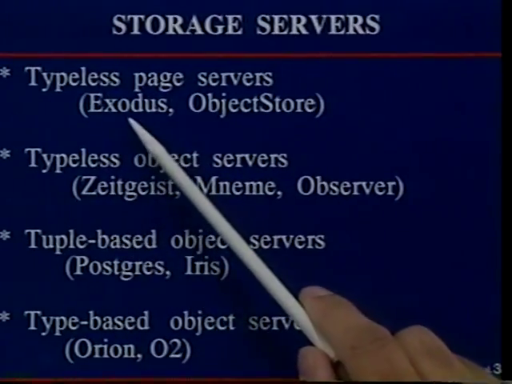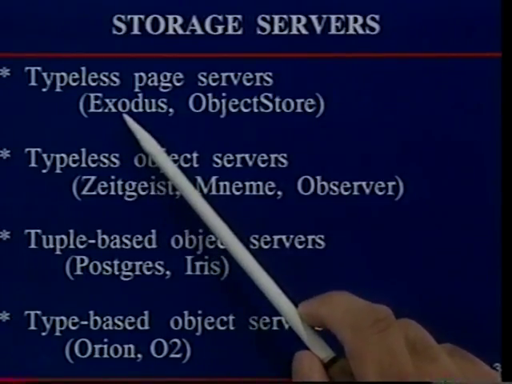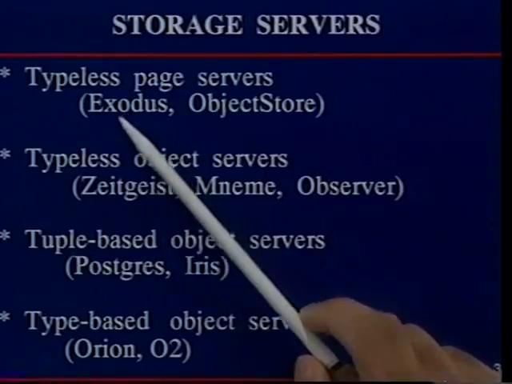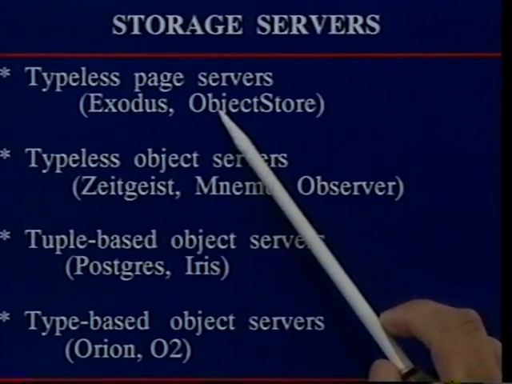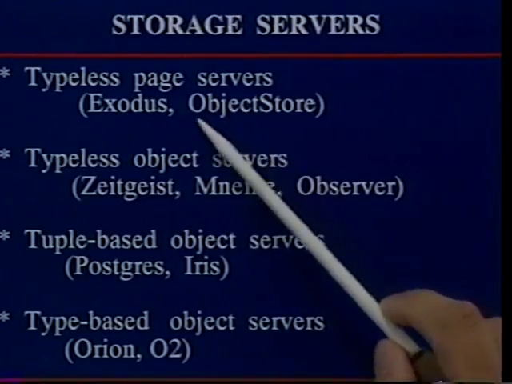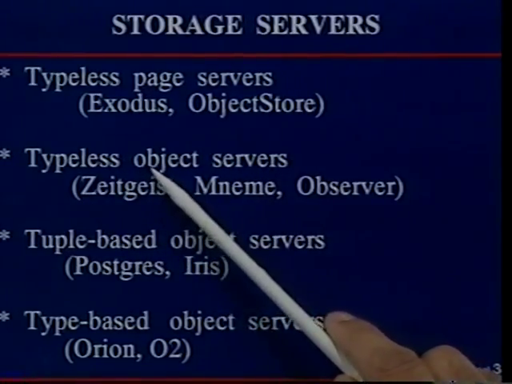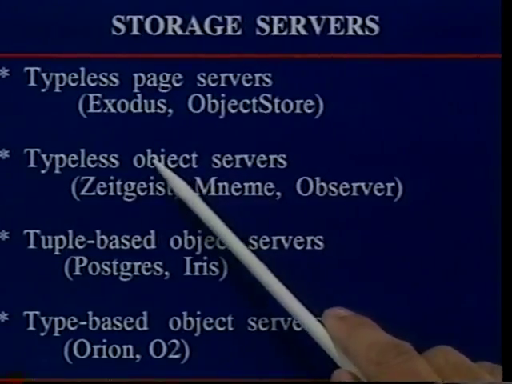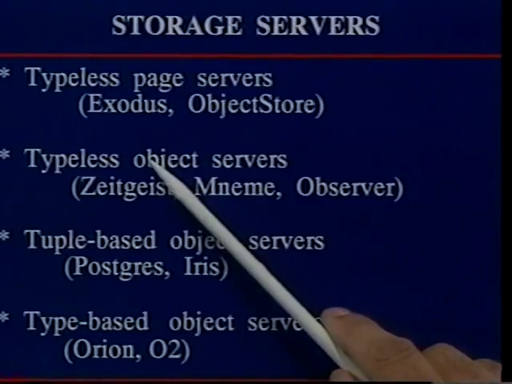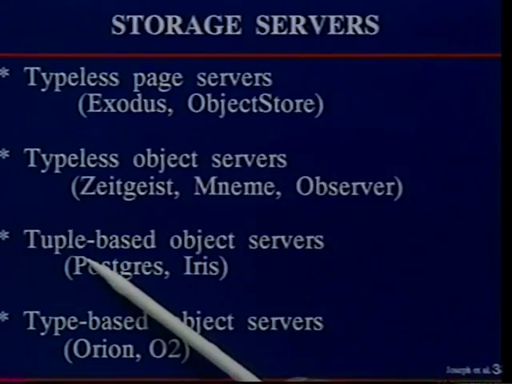Examples of this are the Exodus system, a public domain system from the University of Wisconsin-Madison, which we use quite a lot in our work, and it's a very powerful system. Object Store is a commercial system which uses the same approach. We have used this in a number of applications, and I will describe Object Store later on. In the typeless object server, the unit of transfer, instead of being the page, is the object. However, these also have no notion of the class of the object or how to execute the object methods at the server level.